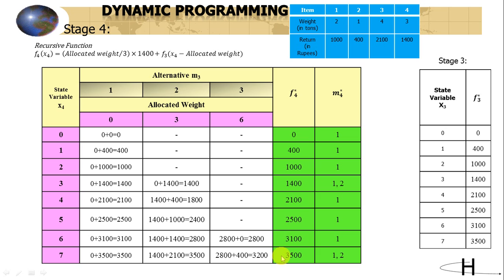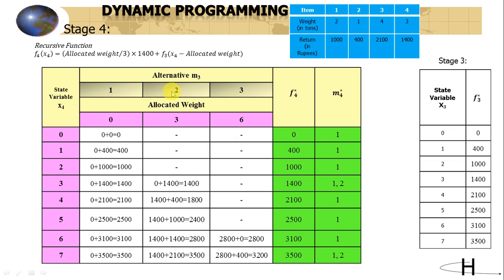These values you can calculate by pausing this video and cross checking. Okay. The various alternatives are 1, 1, 1, 1 and 2 here. The value 1400 is for alternative 1 and 2 also. So here the two alternatives are best. Similarly for x4 equal to 7, the value 3500, which is the best recursive function value, is for the two alternatives, alternative 1 and 2.